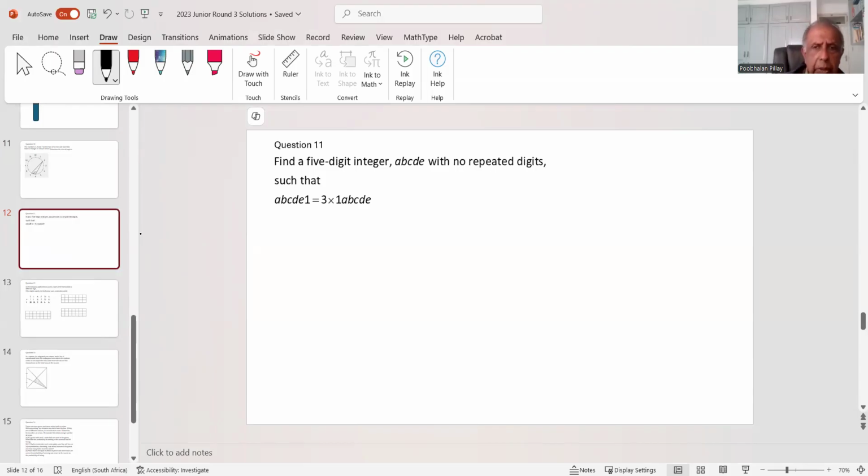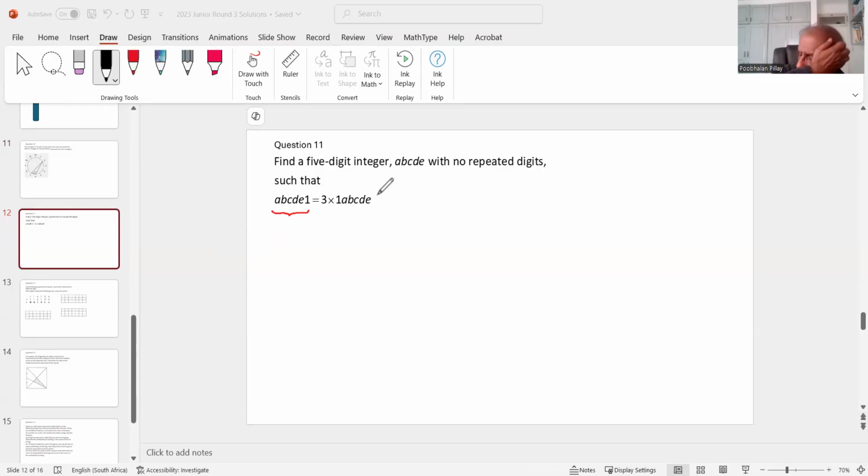Oh, it's a 5-digit number. So this is a 6-digit number. So you put a 1 at the end of the 5-digit number, you get a 6-digit number. And here you've got a 1 in front of the 5-digit number to make that also a 6-digit number. And this 6-digit number is equal to 3 times this 6-digit number, which starts with 1. Right. Now, how do you find this integer?